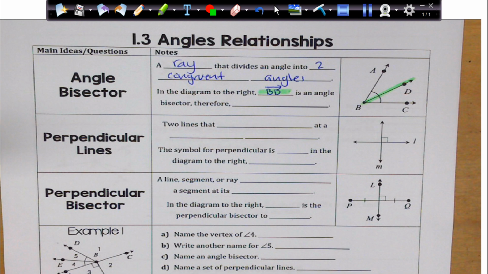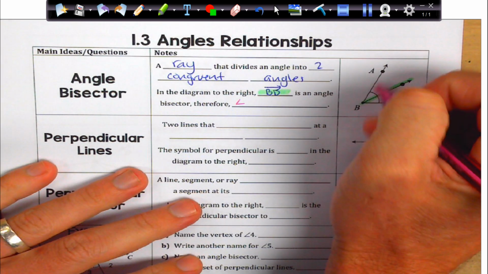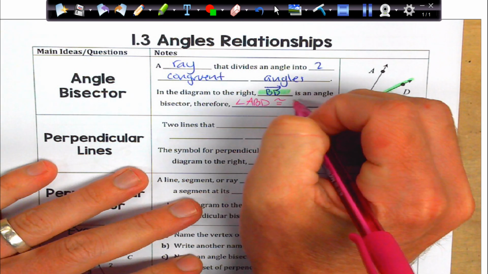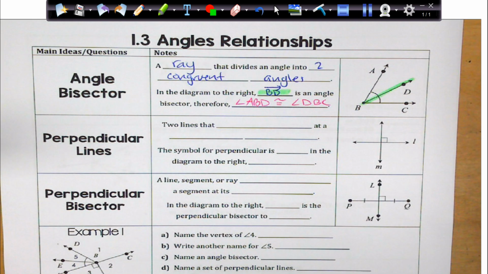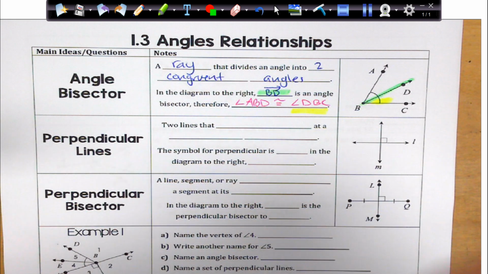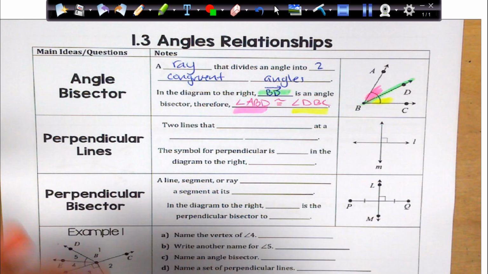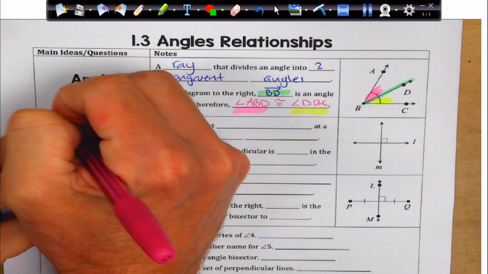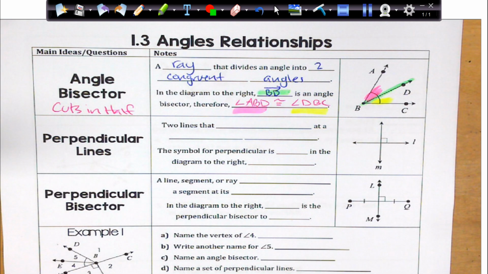Is an angle bisector. Therefore, we can state that this angle right here, ABD, is congruent to this angle here, angle DBC. Again, B is that vertex right there. So DBC is this guy right here, and ABD is this guy right here. So an angle bisector, basically we want to remember it's going to cut it in half, cuts in half, okay, to two congruent pieces.